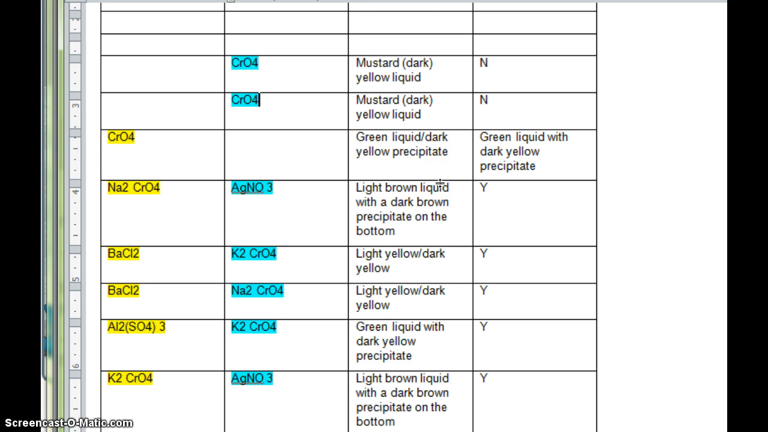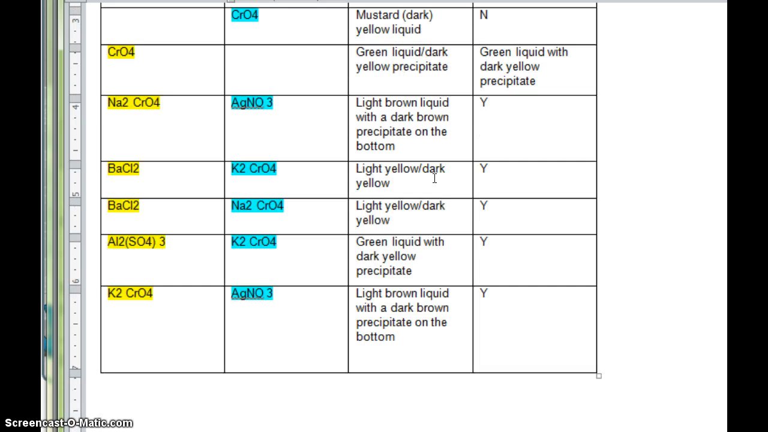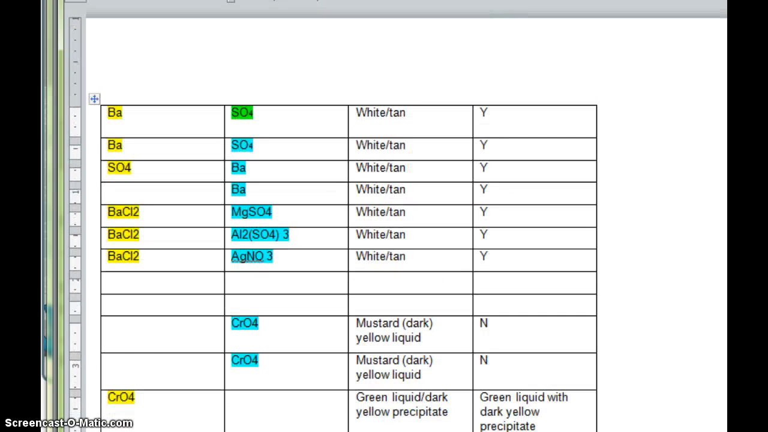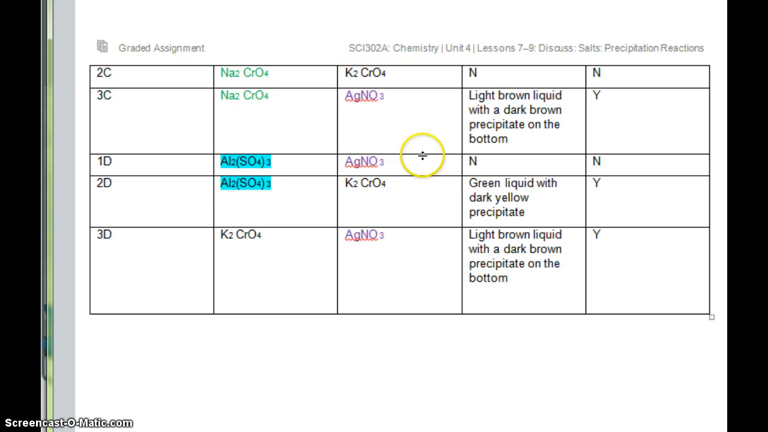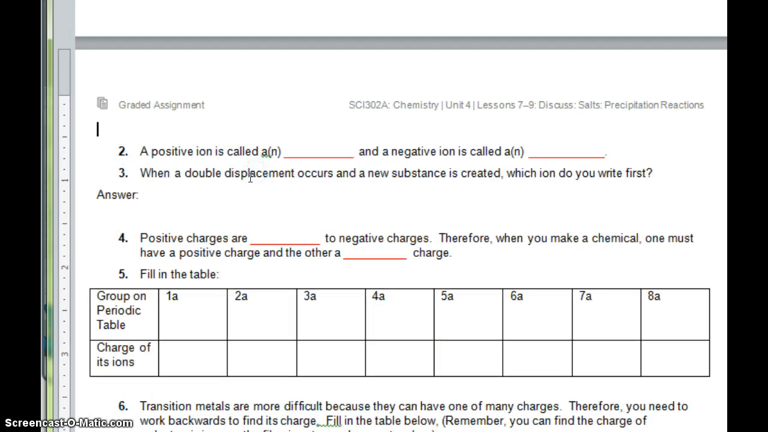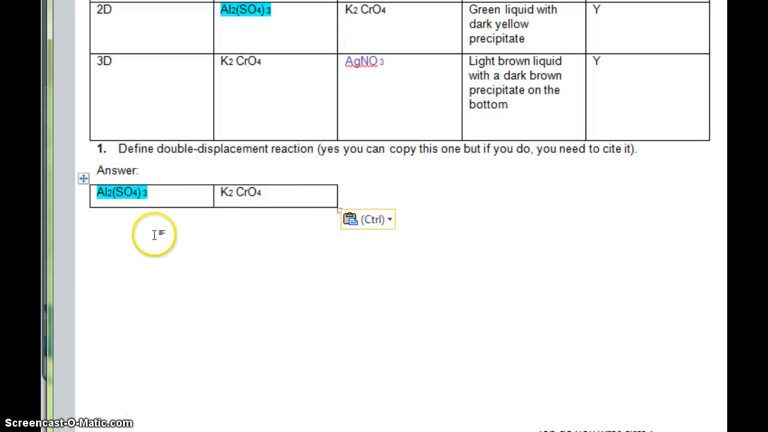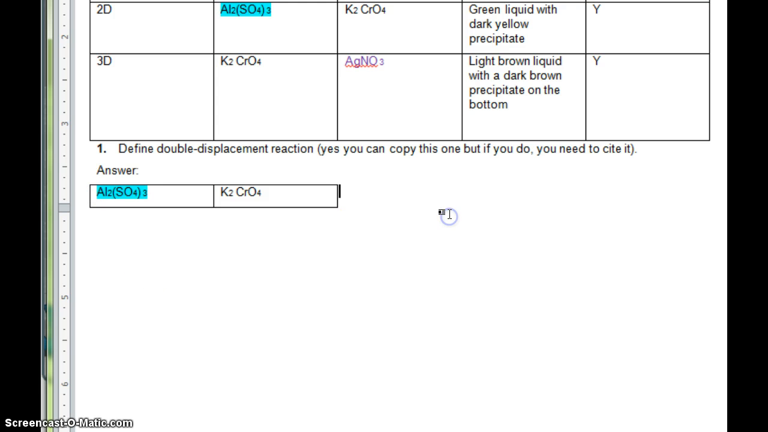All right. Let me go ahead now and we will look at the next set of questions. All right, so it says define double displacement reaction. So the double displacement reaction is what we did up here. We took these chemicals and we added them together, and we added these chemicals together. And when we did, we created a precipitate.